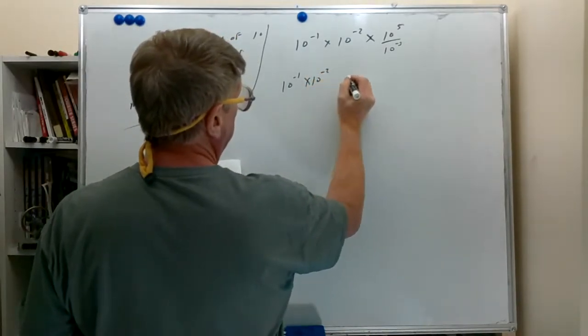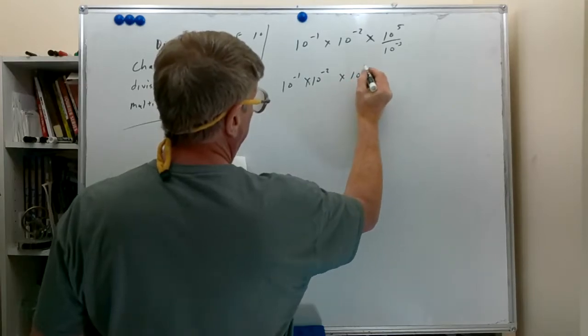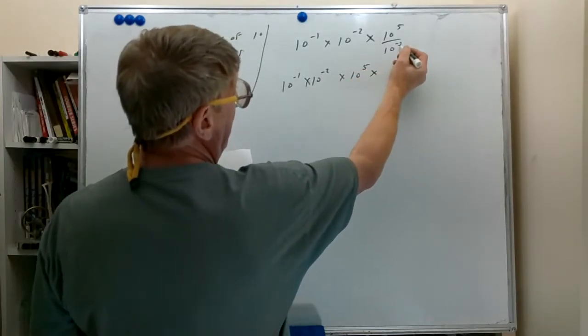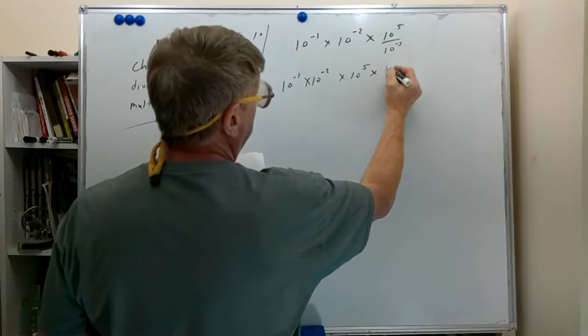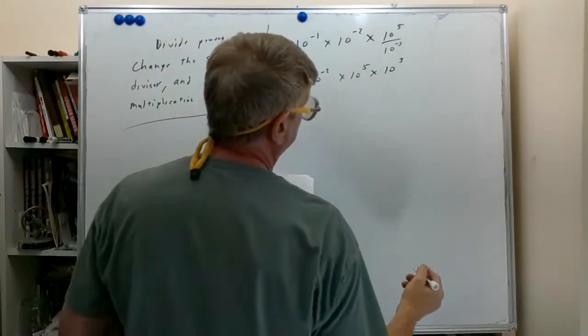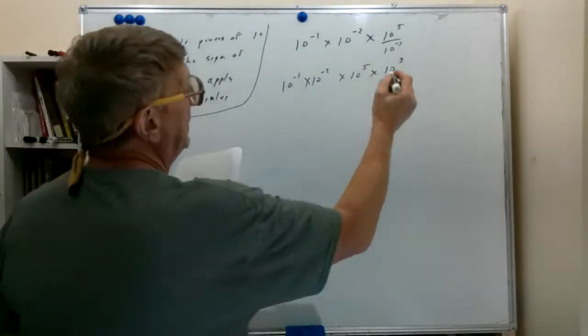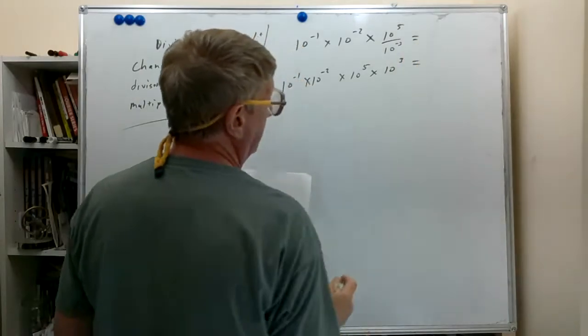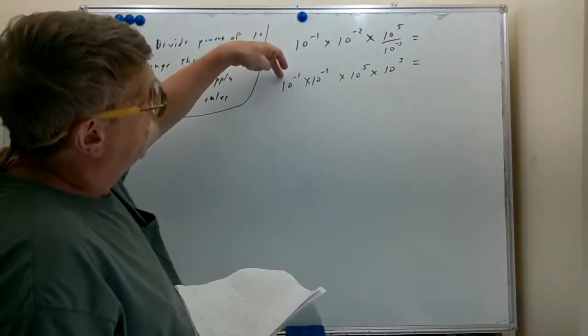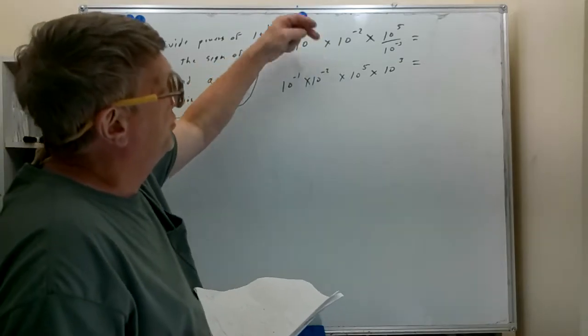10 to the negative 2 times 10 to the 5th times, now that negative 3 becomes a positive 3. We move it to the numerator. So we'll put an equal sign because we're trying to calculate that value. 10 to the negative 2 didn't change.